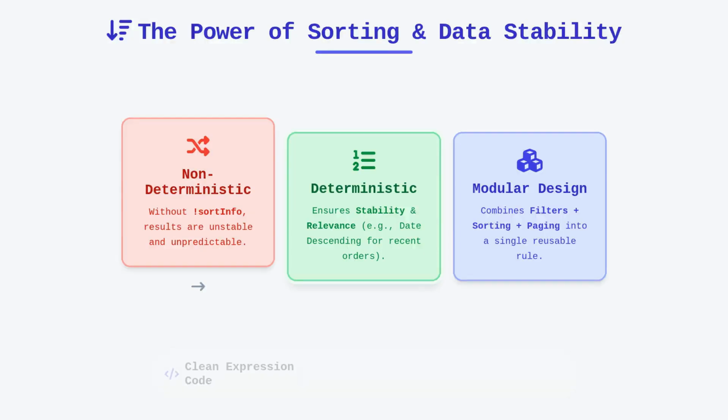transaction. Combining filters, sorting, and paging into a single query constant or rule keeps your expression code clean and maintainable. This modular design allows you to reference the same data fetching logic in multiple locations, such as a process model and a UI interface, without duplicating the underlying effort.